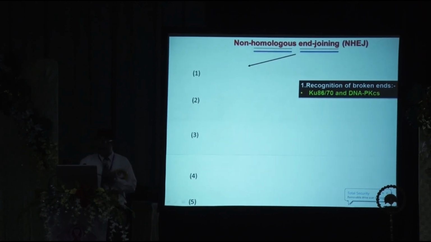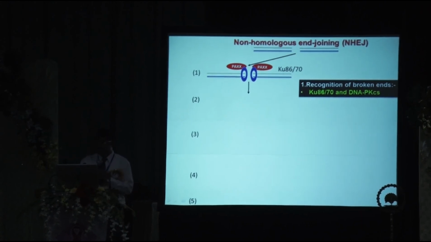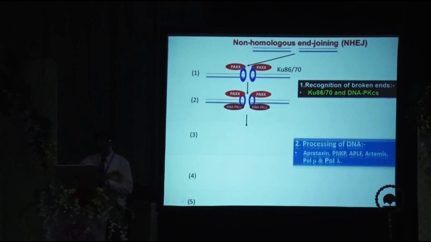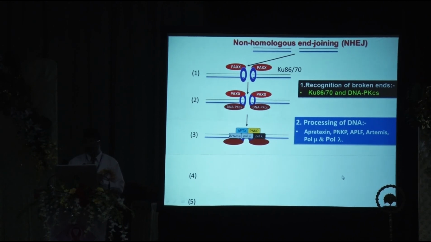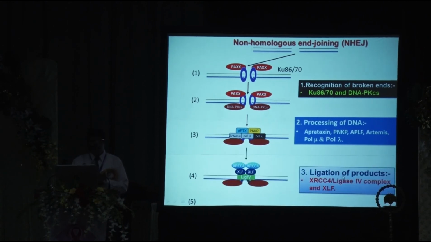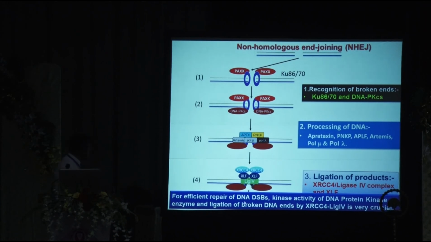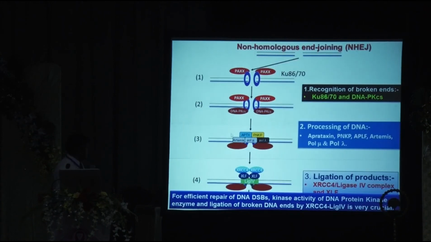So, in the case of DNA damage, first the proteins Ku86 and Ku70 bind to the broken DNA ends. Then DNA-PKcs protein also binds. Then processing of the overhang ends is mediated by the proteins aprataxin, PNKP, APLF, Artemis, Pol mu and Pol lambda. After that, the XRCC4-ligase 4 complex and XLF proteins repair the break. In this pathway, the XRCC4 and ligase 4 proteins and the DNA-PKcs protein are very important.